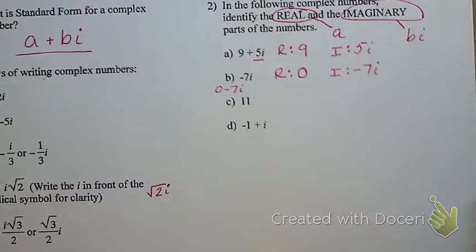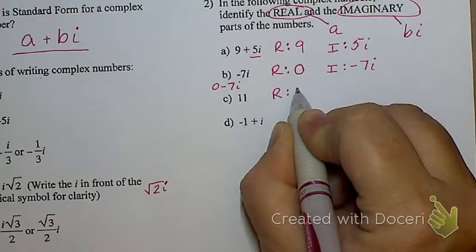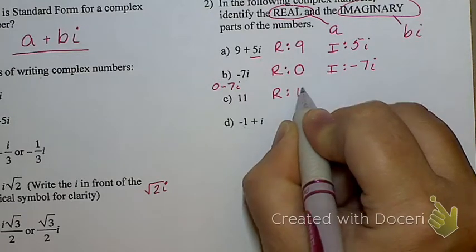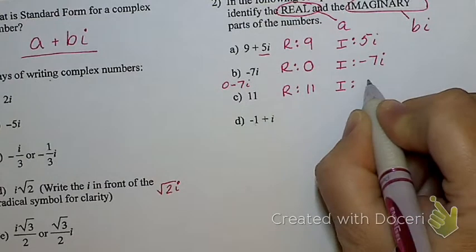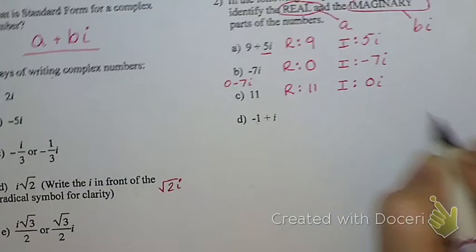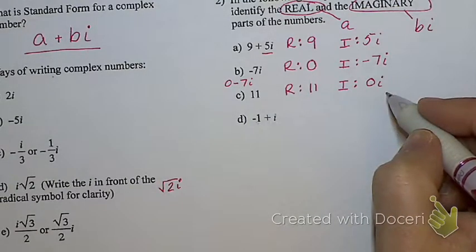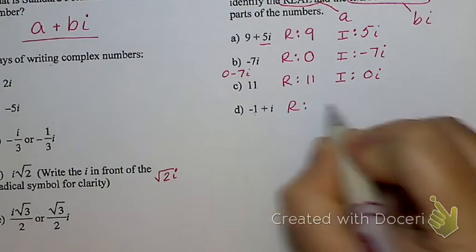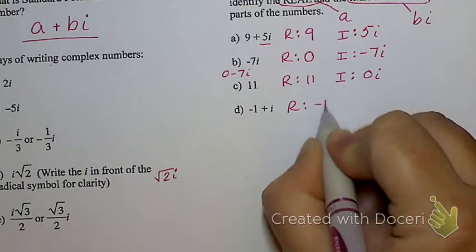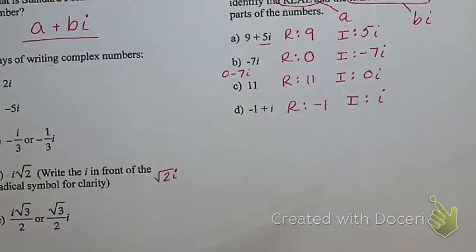So? What about this one? The real part is what? 11. The imaginary part would be what? Now, I have to be careful how I write that. I'm going to write 0i because the imaginary part always has to have the i with it. Make sense? And then the last one, what's the real part? -1, and the imaginary part, i.